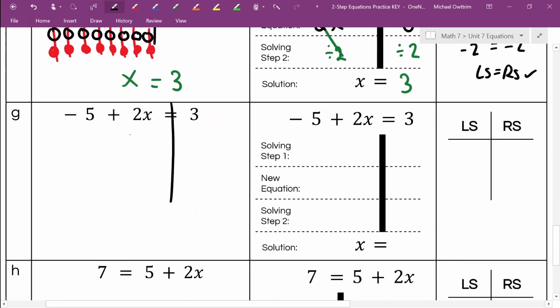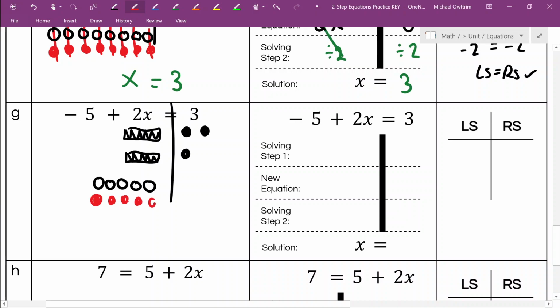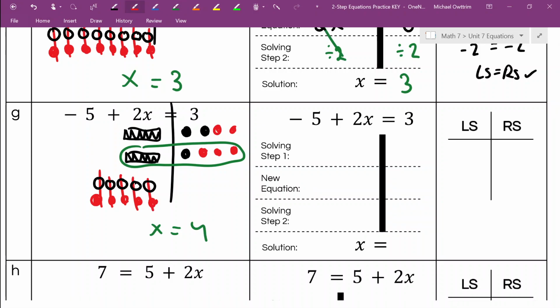Question G, we're going to start with our wall and our 2 x's. We also have 5 negative constants over here. And on the other side, we have 3 positives. We're going to cancel out our 5 negatives with 5 positives. And we'll do the same to the other side. 2, 3, 4, 5. Split up your rows. X is 4.